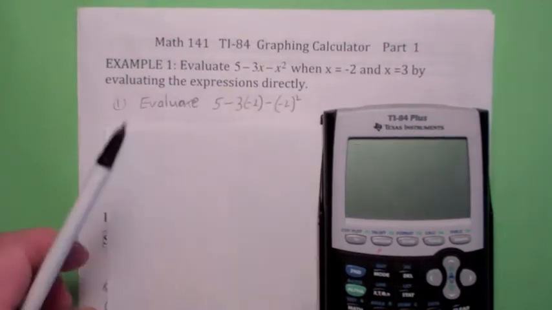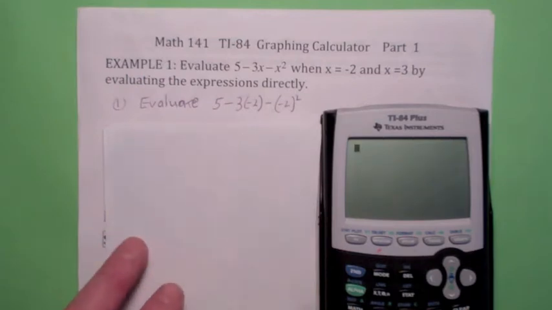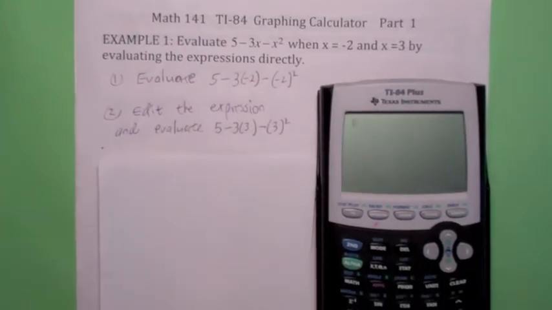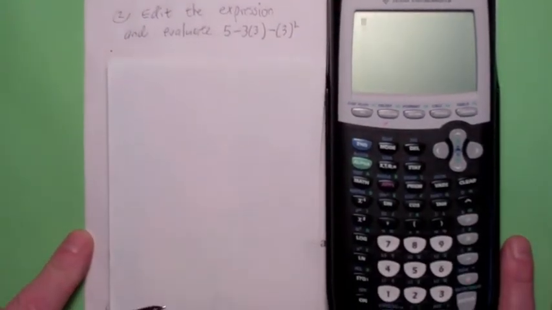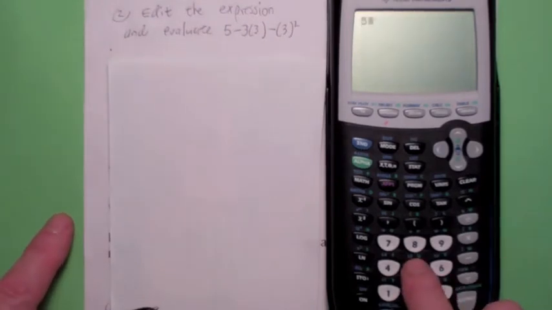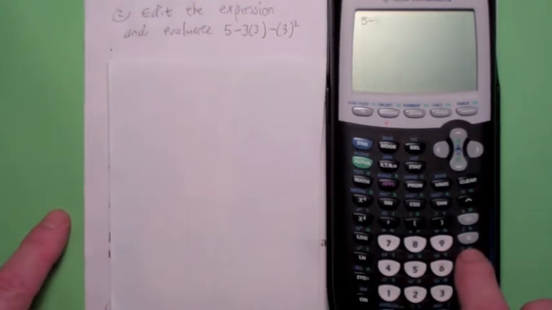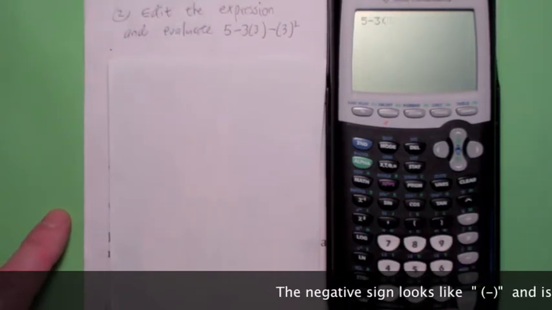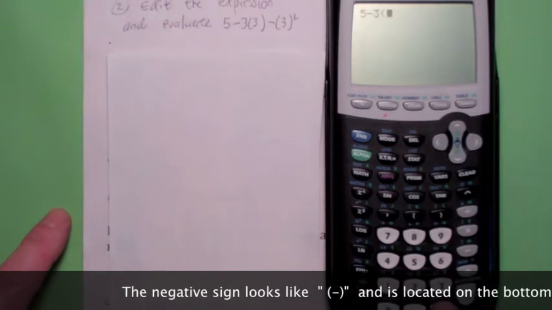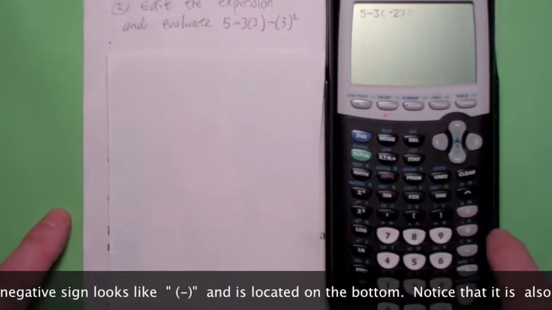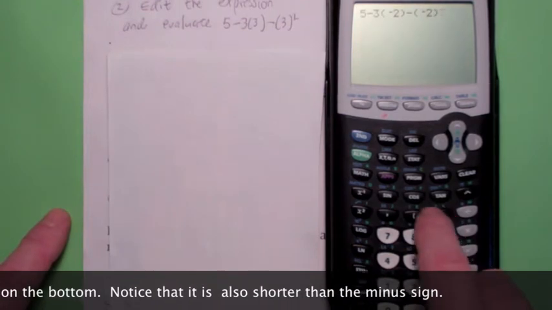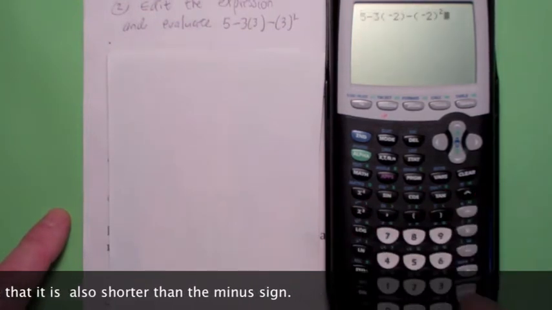So what we're going to do is just enter the expression like that. And once we do that, we're going to edit the expression and replace negative 2 with 3. I'll show you how to do that. So we go like this. 5, the minus button is right here. 3, you can just use parentheses. Now the negative button is down here below. Don't use the minus button, use the negative button on the bottom. 2, close parentheses, minus, left parenthesis, negative 2, close parenthesis, squared. Either use the squared button or the exponent, either way.